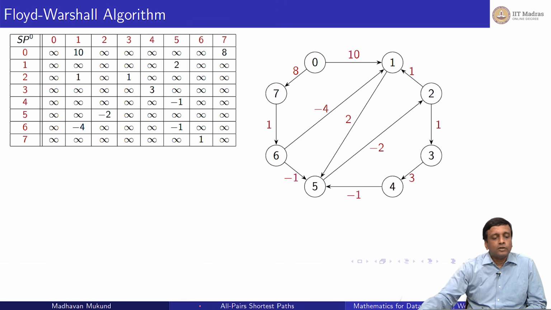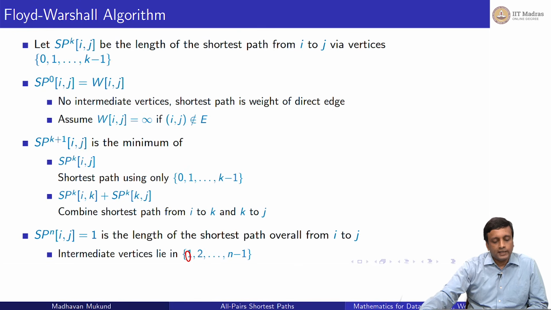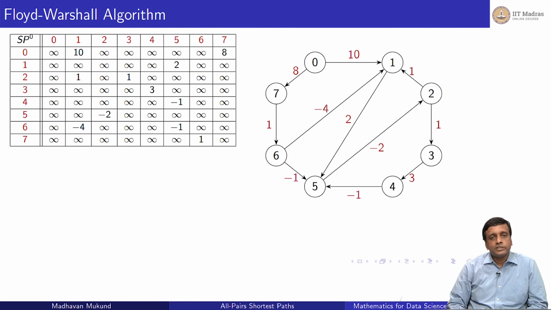So this particular algorithm is called the Floyd-Warshall algorithm, right? So the original algorithm for transitive closure is due to Warshall, and Floyd is the person who adapted this algorithm for shortest paths, all pair shortest paths. So jointly it's called the Floyd-Warshall algorithm.